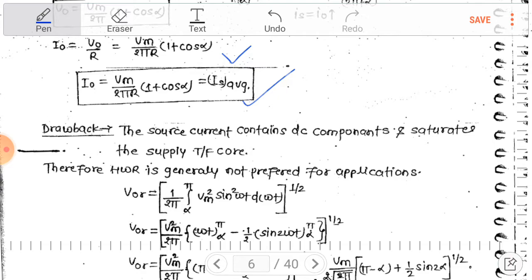The drawback of single phase half wave rectifier is that the source current contains a DC component and it saturates the supply transformer core. The transformer which is used to supply the power to the half wave rectifier will be saturated by this source current because the source current and load current are the same. Therefore, the half wave rectifier is generally not preferred for applications.